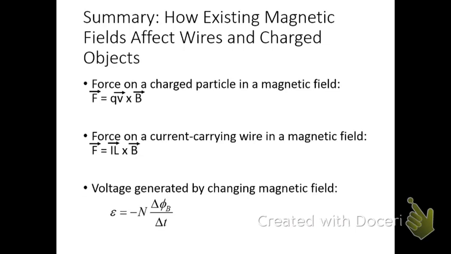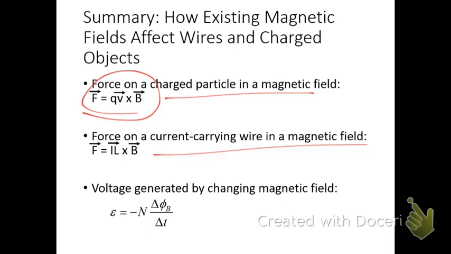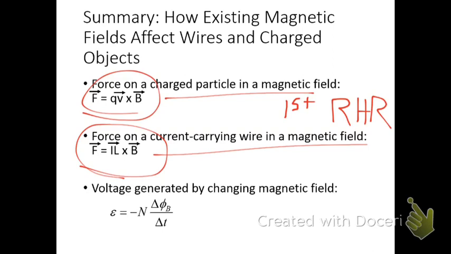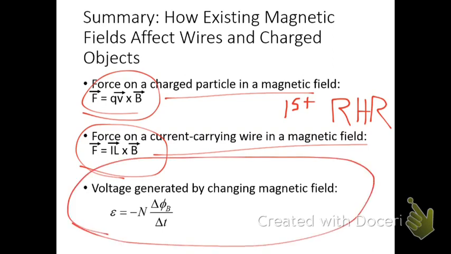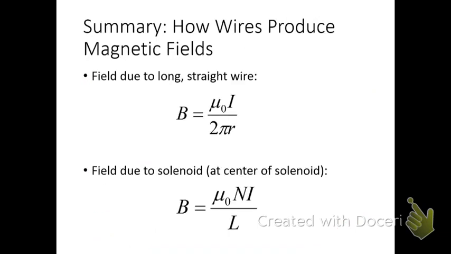If it's just a charged particle moving through a magnetic field, F equals qv cross B. If it's just a wire and it's going through a magnetic field created from somewhere else, F equals IL cross B. Both of these things use the first right-hand rule. You can also generate a voltage by a changing magnetic field through Faraday's law. That's one summary. The other is how it's basically the opposite direction, how wires or electricity can make magnetic fields.